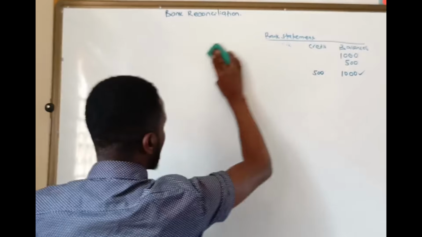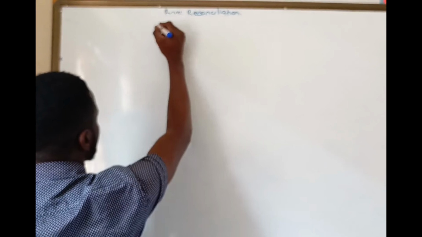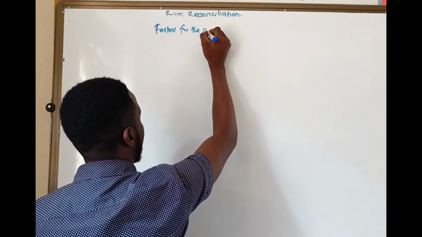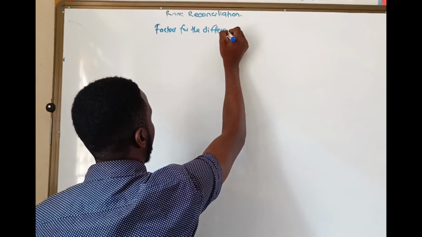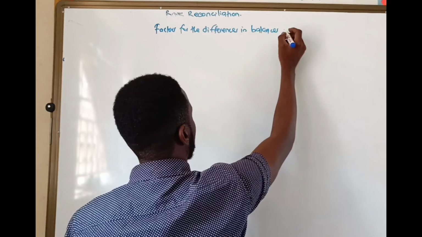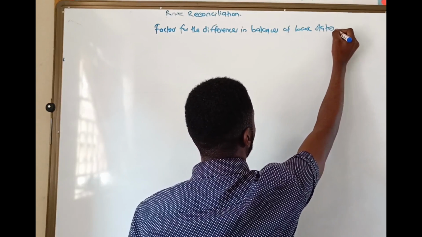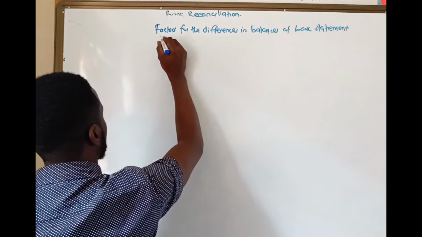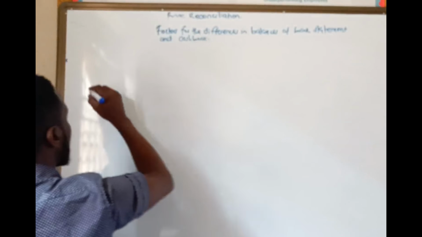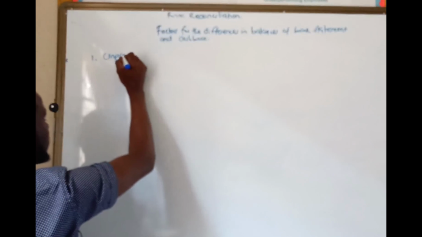Now, let me call them the factors for the differences in balances of bank statement and cash book. One, I would like to talk about the unpresented checks.